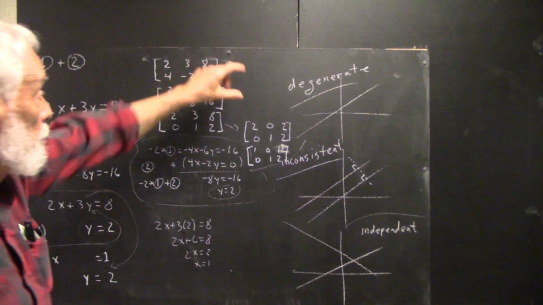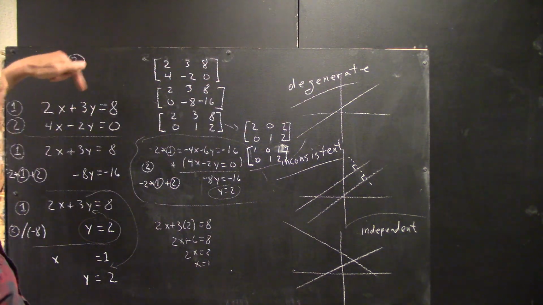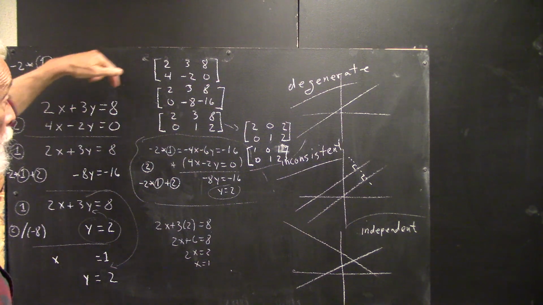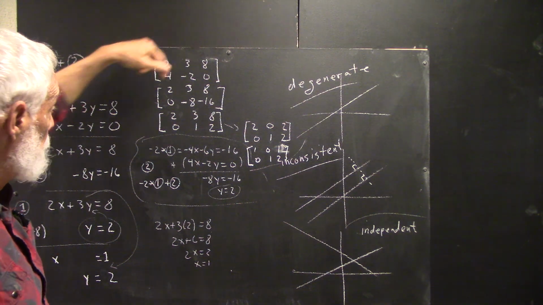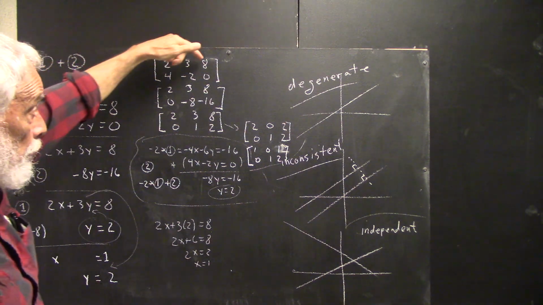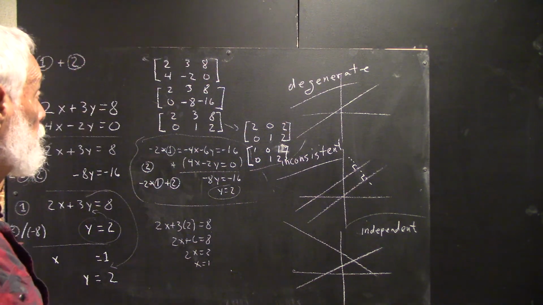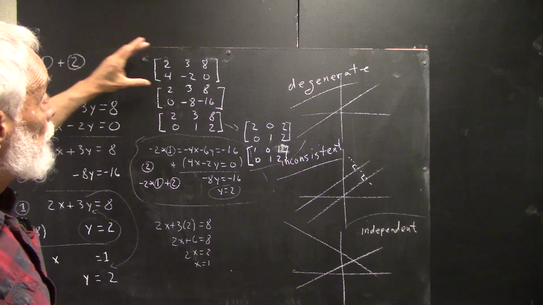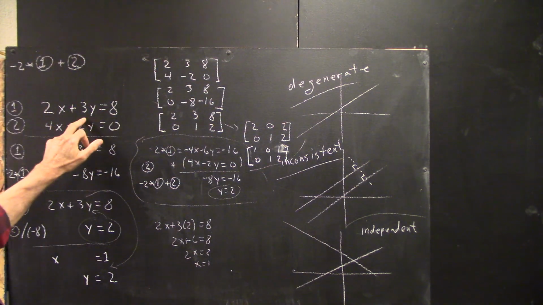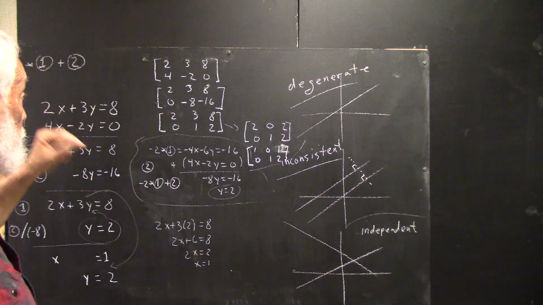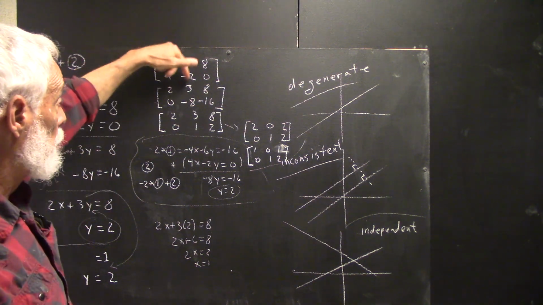Now all I've done here is I've taken my coefficients of x and y, the coefficient of x in the first column, the coefficient of y in the second column, and then the number on the other side of the equal sign in the third column. And this is a matrix. It's got two rows. One row is 2, 3, 8, consisting of the numbers 2, 3, 8 that we get from here. And it's got three columns.